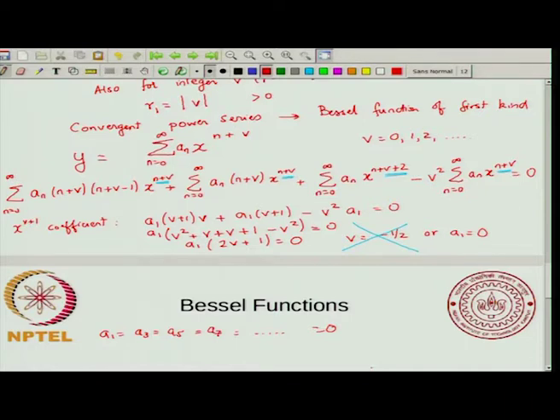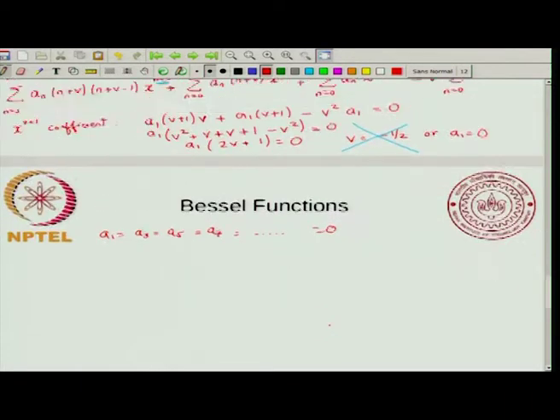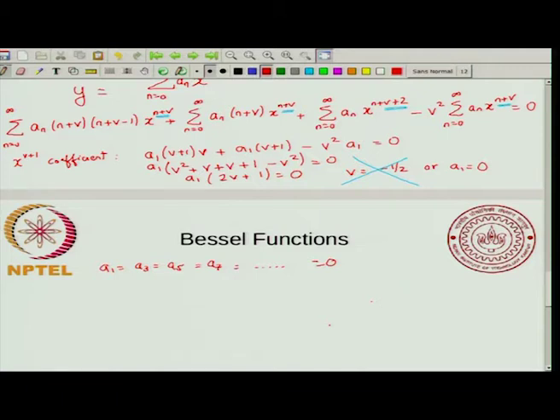If each of these is 0, then you only have the even terms to worry about. We already saw the case where we insist that a0 is not equal to 0, and we got the indicial equation. So now you have a0. What about a0, a2, etc.? These are not equal to 0.